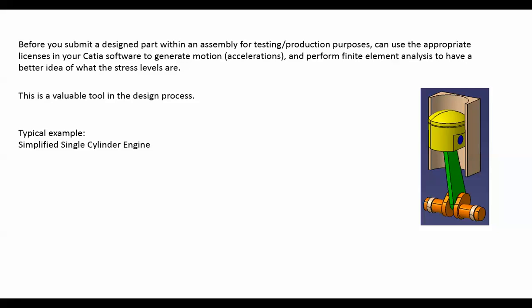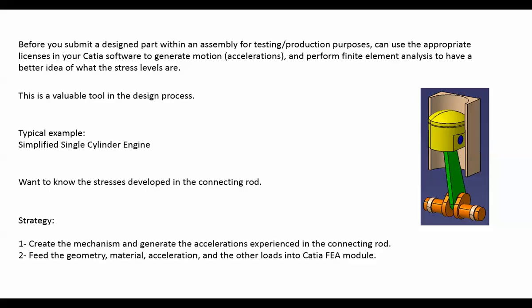Suppose we have a simple single-cylinder engine, which is shown on the right-hand side, and our objective is to find the stresses that are developed in the connecting rod. The strategy to achieve this is, first of all, you need to know the acceleration of the connecting rod. So you create a mechanism, you apply the RPM of the crankshaft, and calculate the acceleration of the different components, such as the connecting rod. And then you take this information along with the material and geometry provided to the FEA module in CATIA.